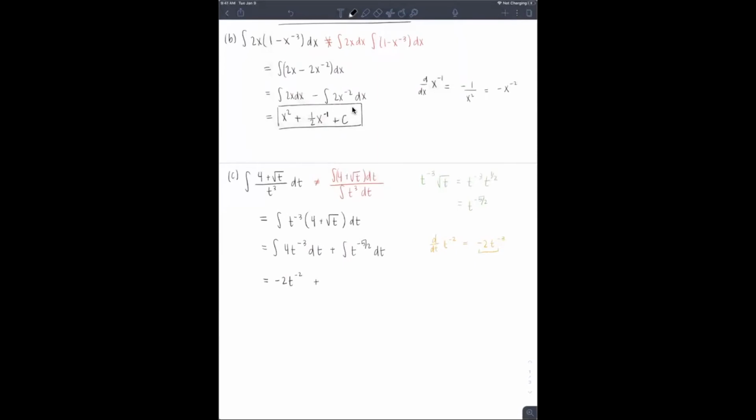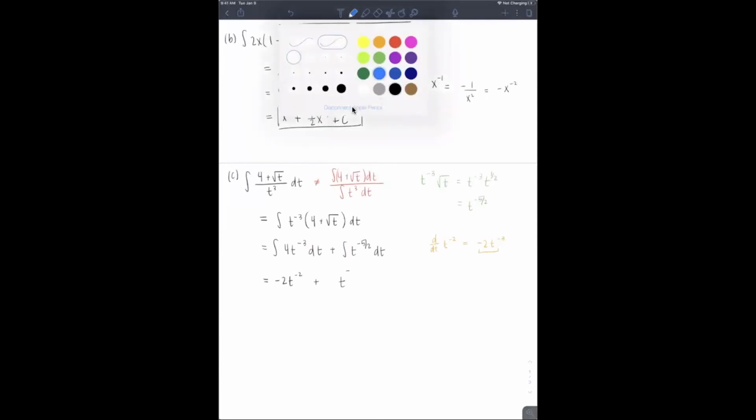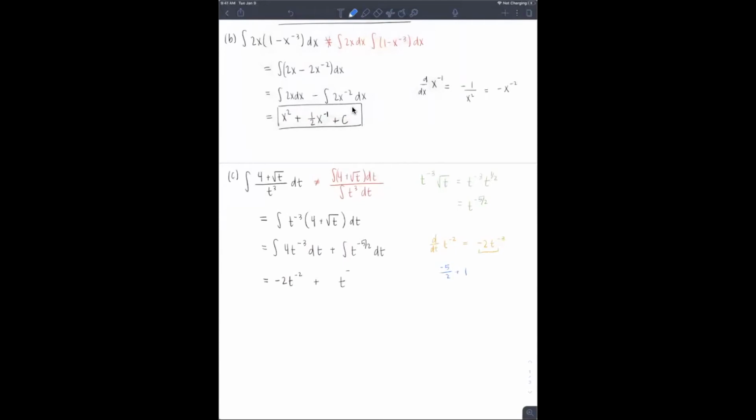And then again, I'm going to do the same exact thing. I'm going to add 1 to the power of negative 5 over 2. And so I know I definitely have negative 5 over 2 plus 1. I think my notes are wrong. So plus 2 over 2. That's negative 3 over 2, right?